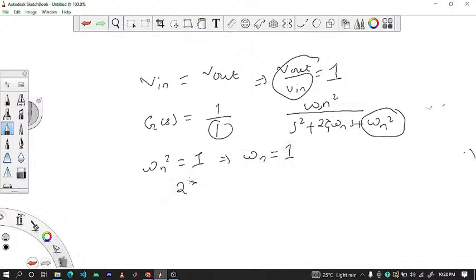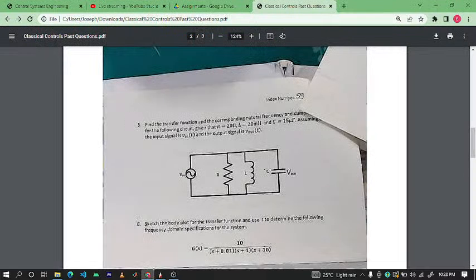Now, 2 zeta omega n should be equal to 0 since there is no s component here, which means our damping ratio is 0. 0 means there's no decay. So yes, there's no damping in the system. All right.